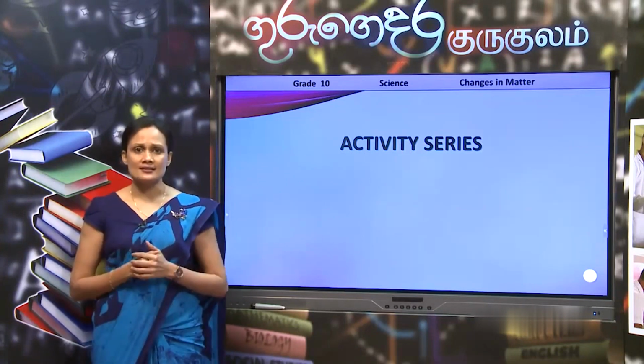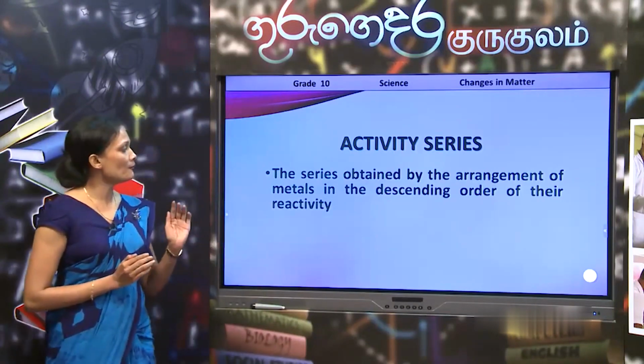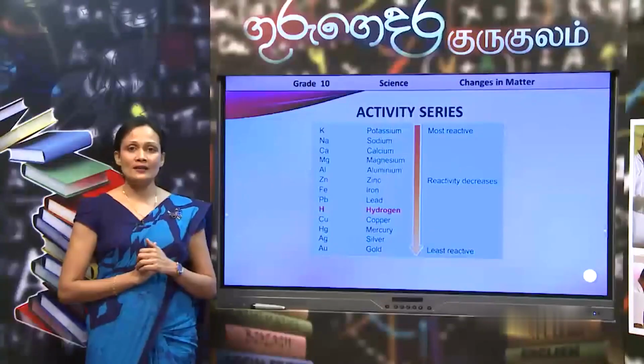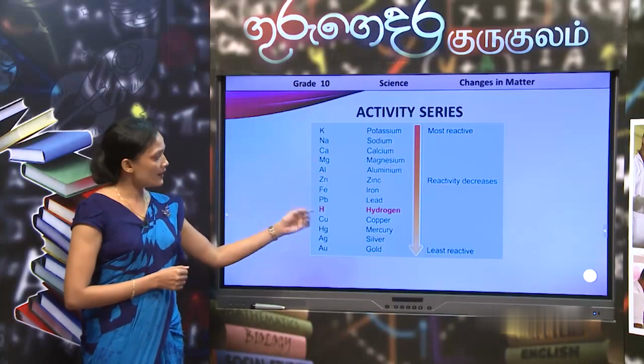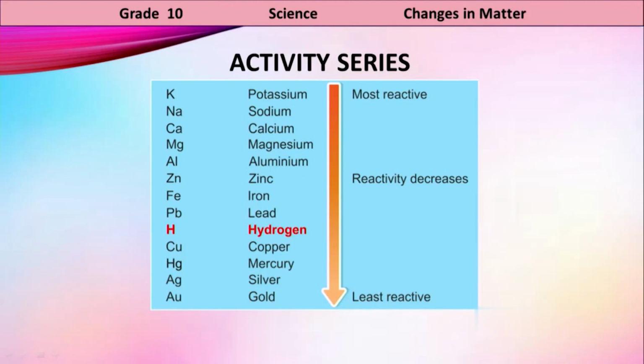What is the activity series? The series obtained by arrangement of metals in descending order of their reactivity. Look at this one. Here there are metals. They are arranged in descending order of their reactivity to obtain the activity series. At the top of the activity series, more reactive metals are present. At the bottom of the activity series, less reactive metals are present. And if we go downwards, the reactivity decreases.